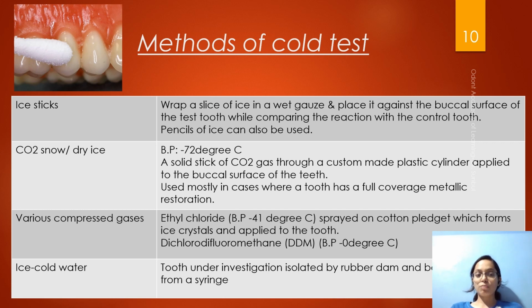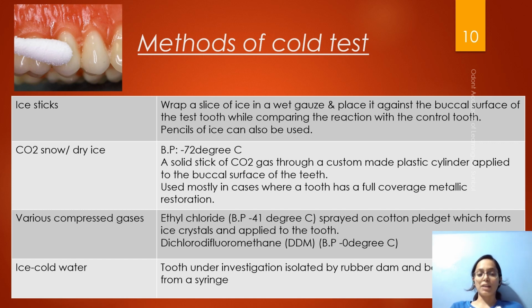Okay, there shouldn't be a lot of difference between the two. Then there is carbon dioxide snow or dry ice. So there are solid sticks of carbon dioxide gas which are available. We can apply it on the buccal surface of the tooth, and they are used where there are full coverage metallic restorations that will help us in giving results in those cases.